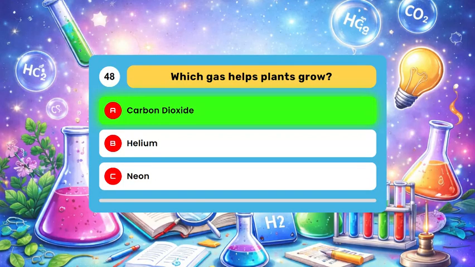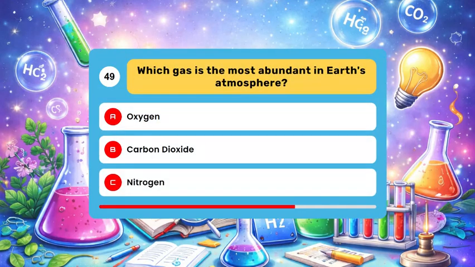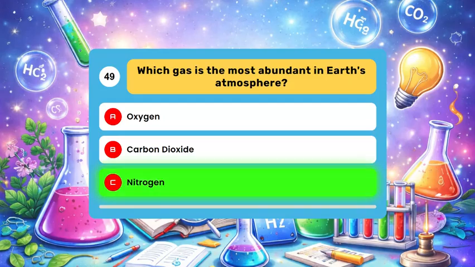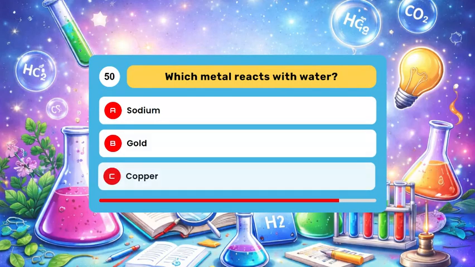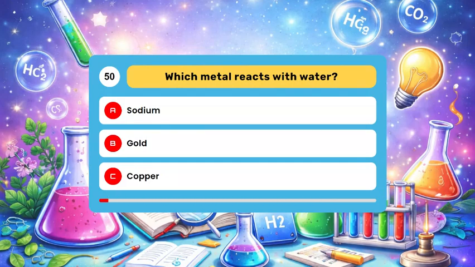Carbon dioxide. Which gas is the most abundant in Earth's atmosphere? Nitrogen. Which metal reacts with water? Sodium.